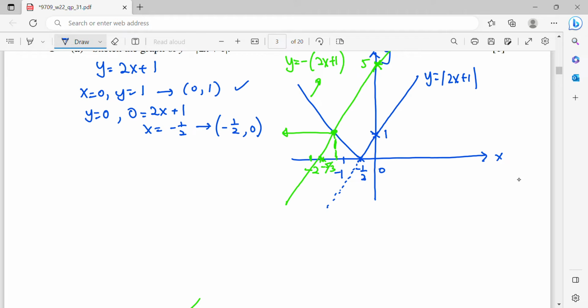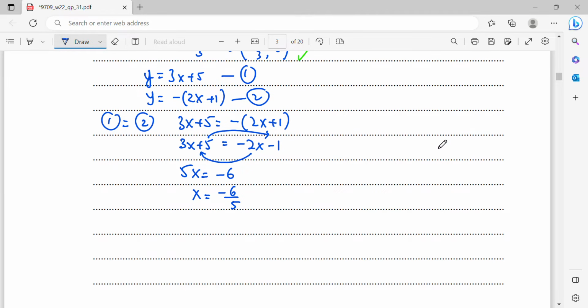So this point is minus 6 over 5. Right? As I mentioned from the graph just now, we know that as long as x is less than this intersection point, the straight line, the green color, is less than the blue color. Which means the solution is x less than minus 6 over 5. This is your solution. Okay?